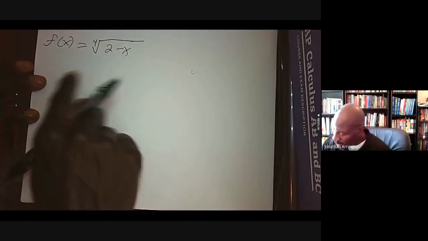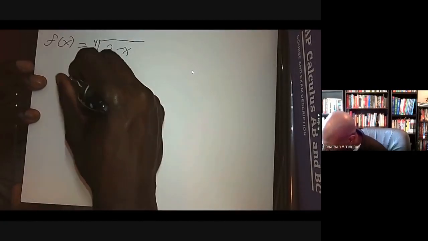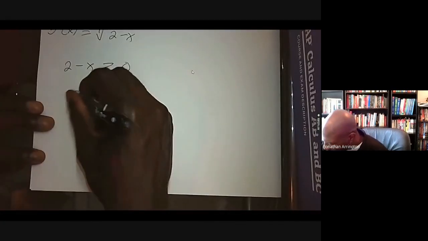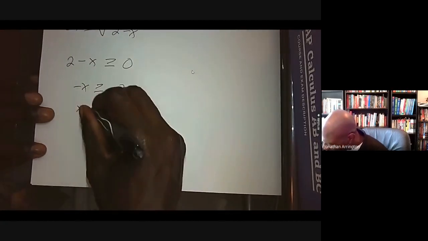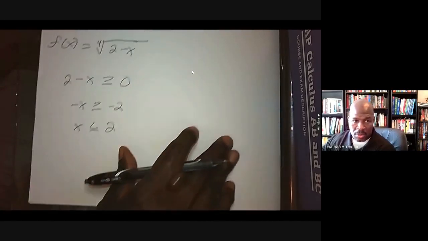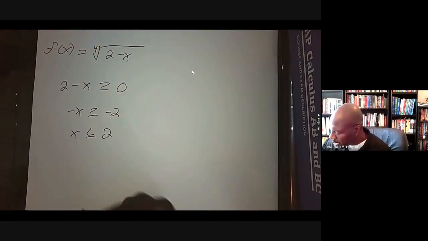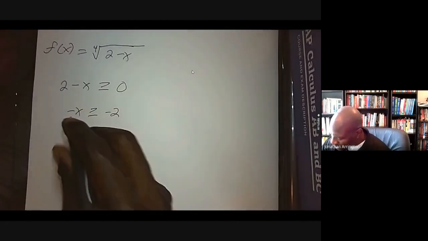All right, so once again, I have an even root, and so the stuff inside an even root has to be greater than or equal to 0. So 2 minus x must be greater than or equal to 0. So if you subtract 2, negative x must be greater than or equal to negative 2. If you divide by negative 1, x must be less than or equal to positive 2. So please remember, when you divide by a negative number, it changes the direction of your inequality symbol. So this is saying that x is less than or equal to 2.